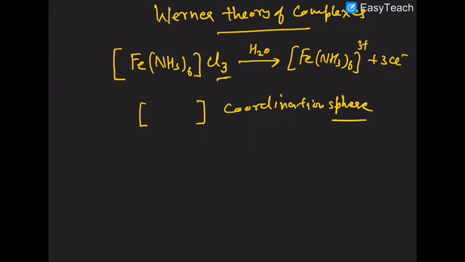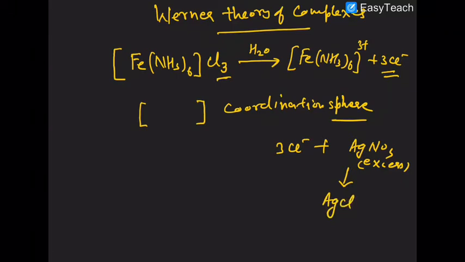Similarly, you have 3 chloride ions. So if you add silver nitrate now to these 3 chloride ions in excess, you have 3 moles of AgCl, a white precipitate is obtained. Why? Because these chloride ions are outside the complex.